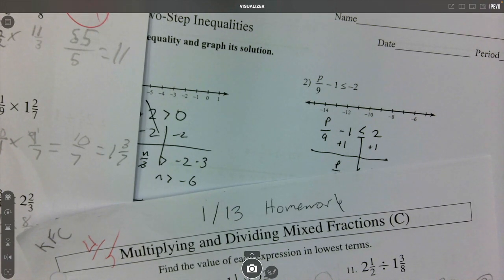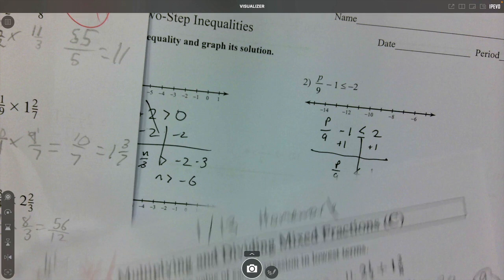8 times 2 is 16 plus 5 is... Wait, 10. Never mind. I just remembered.